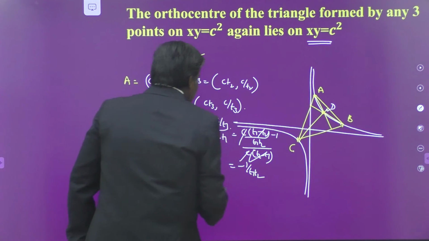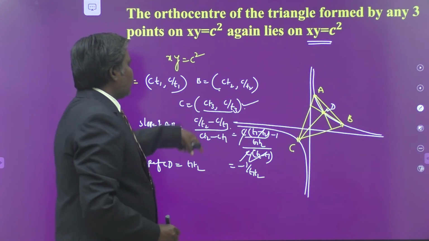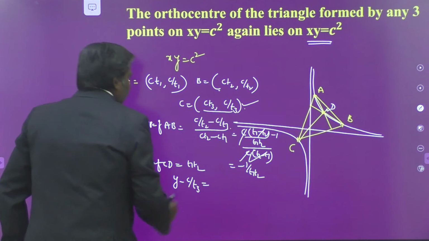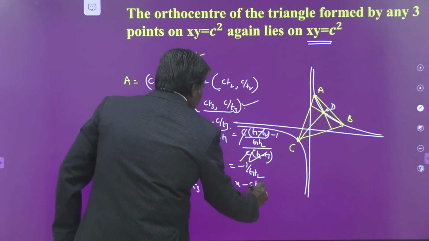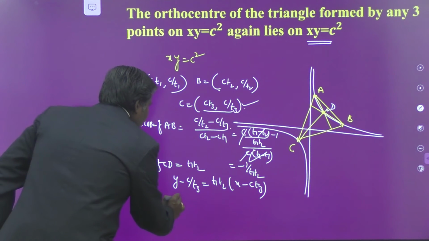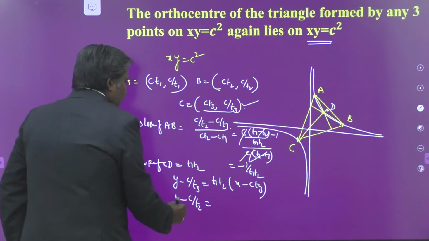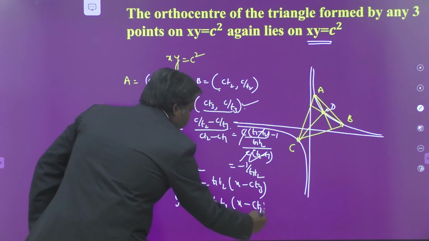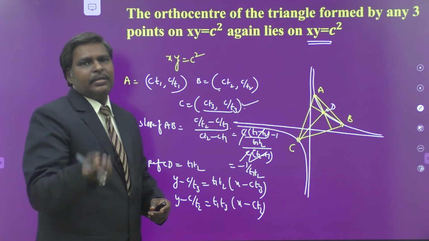You have the coordinates of C, that is (ct3, c/t3). With point and slope, you can write the altitude: y minus c/t3 is equal to t1 t2 times (x minus ct3). This is the altitude. Similarly, we can write one more altitude: y minus c/t2 is equal to t1 t3 times (x minus ct2). This is the other altitude. So by solving these two altitudes, we get the orthocenter.